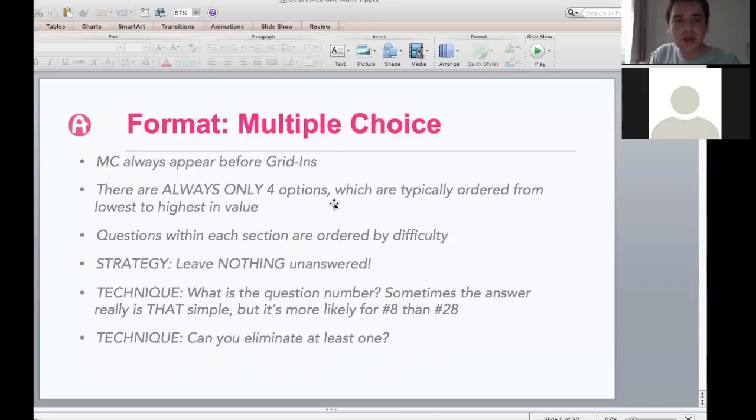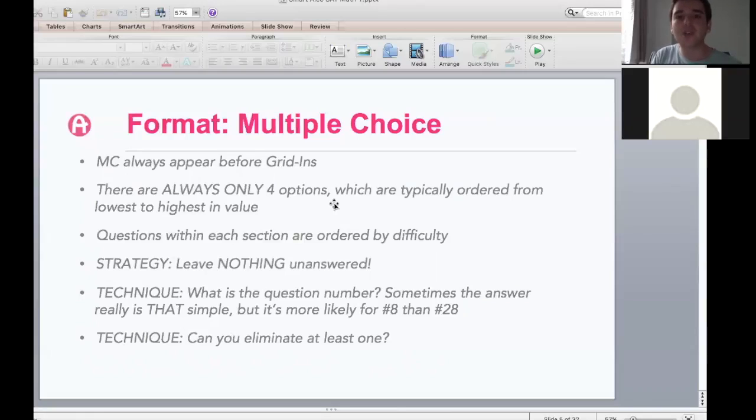Multiple choice is pretty straightforward. On the SAT, there's only 4 options. And more often than not, they are ranged from lowest to highest. So it might be A is 2, B is 4, C is 6, D is 8. As we'll discuss later, that format can save you time in how you can apply some of these strategies, because you can rely on that always being the case.